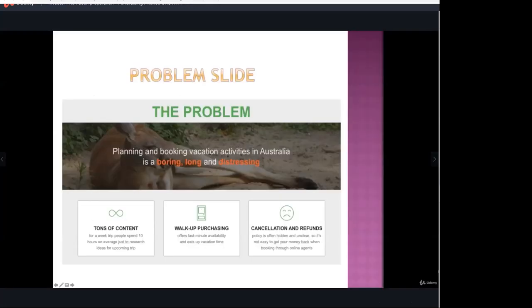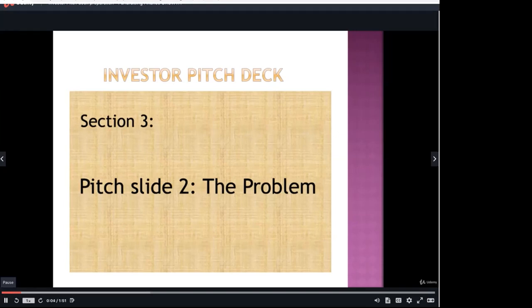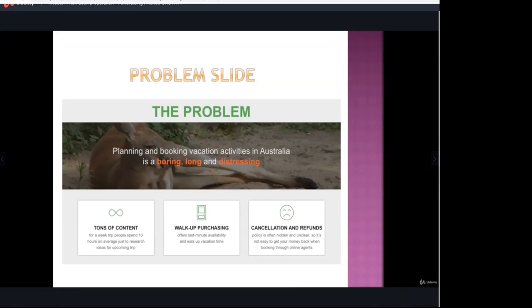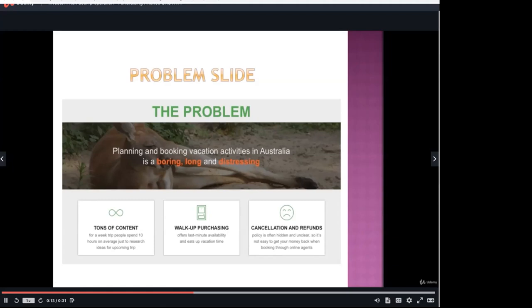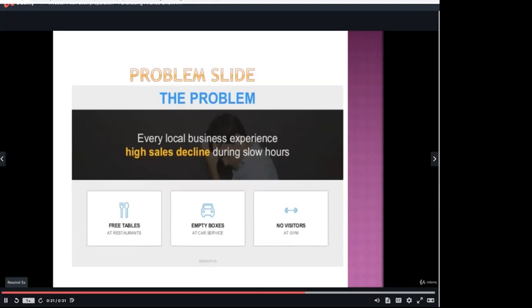Let's look at some real examples. Sorry, I have to go back. Section 3, pitch slide 2, the problem. Okay, sorry, I'm getting a bit lost here. Here are a couple of examples of problem slides from Kangaroo, the Australian travel app, and Locorum, a local business marketing app.